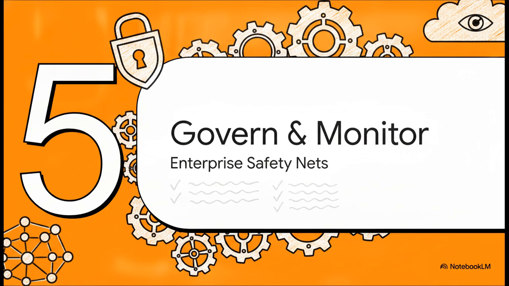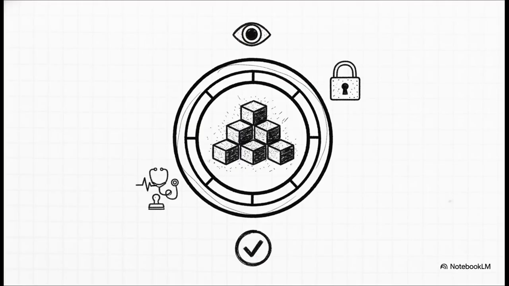Section 5, Governance and Monitoring. These are your enterprise-grade safety nets. As your platform scales up, you absolutely need safety nets in place. How do people know what data even exists? You use open metadata or data hub. How do we keep sensitive data private? You implement column and row level access controls right at the query engine level.